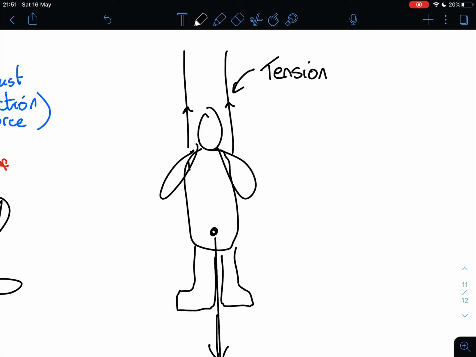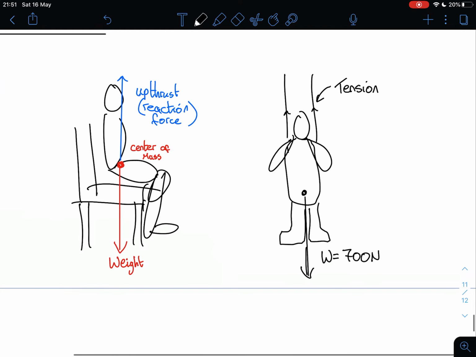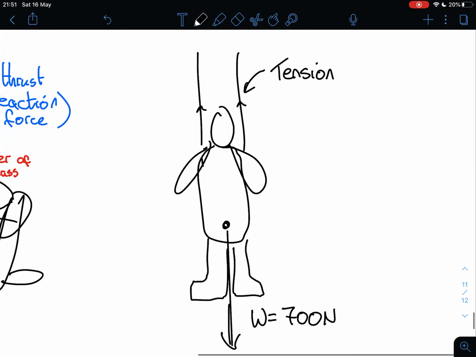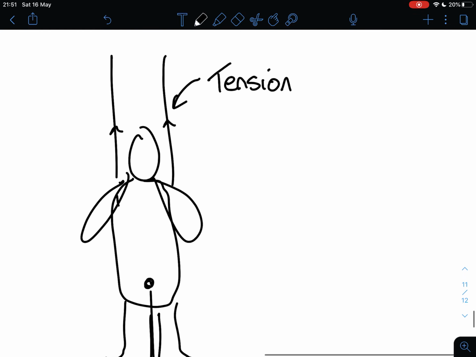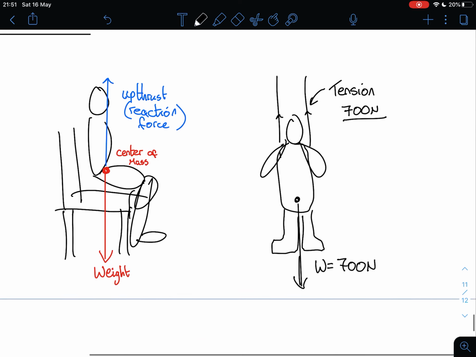They then give you the size of the downward force. So they say the person has a weight of 700 newtons. There's their weight. So the question then is, how much force is in the tension? Or what's the tension force? And because they're equal, the answer was 700 newtons. And quite a lot of people in the exams got hammered by that, so it's worth mentioning.